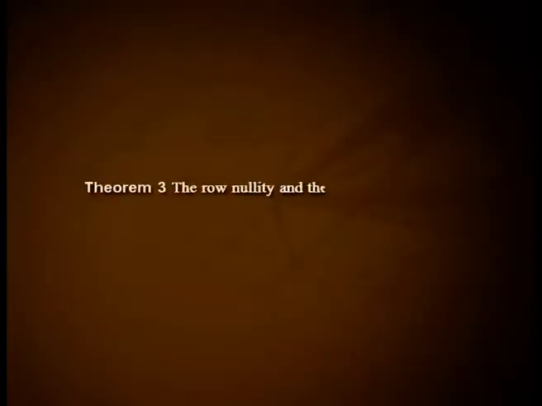Hence, the above observation yields the following result. Theorem 3. The row nullity and the column nullity of a square matrix are equal. In view of the above theorem, as the row nullity and column nullity are the same, we simply say nullity of a square matrix for this common value. Hence, for an n-square matrix, rank plus nullity is equal to n.